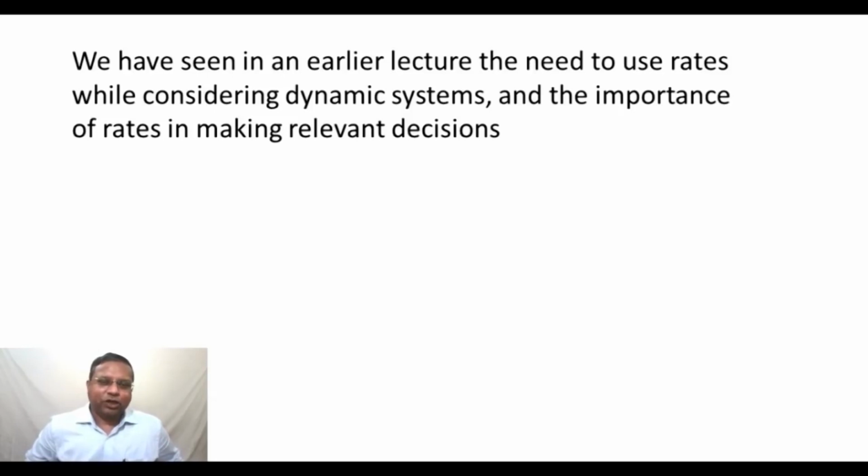In the initial lectures, we saw the need to use rates while considering dynamic systems. We said rate is a central parameter on which we base our decisions. Therefore, that is considered the main parameter. We don't consider amounts, which can get a little confusing for the kind of decisions that we need to make while dealing with dynamic systems, engineering systems, and so on. So we will also consider rates. Everything will be geared toward rates.